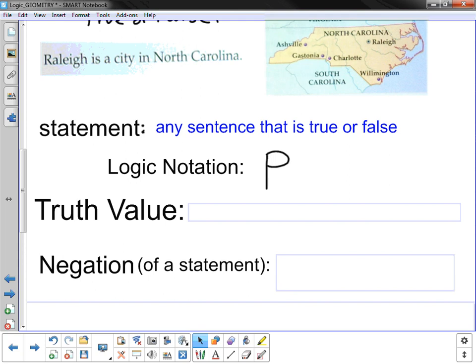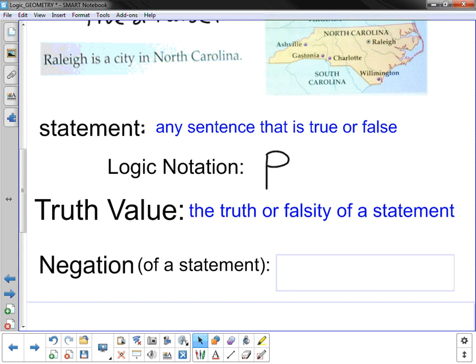Now that statement had a truth value. The truth value happens to be the truth or falsity of the statement. Is it a true statement or is it a false statement? Those are the big containers of it.